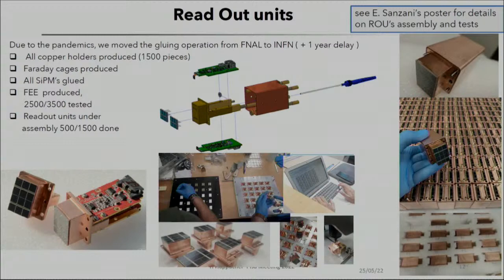That is the readout unit, an all-in-one photomultiplier. So we are gluing the photosensor into this copper holder that also will contain the front-end electronic boards, a Faraday cage, and a fiber needle to calibrate each individual crystal. Here you see the gluing procedure. It was a tedious procedure that we thought of doing at Fermilab, but for COVID reasons, we had to move everything to Frascati, shipping stuff back and forth from Fermilab and doing the gluing in Frascati. So now we have everything ready and we are assembling and testing these readout units. And this is going to be shown by Elisa in her poster.